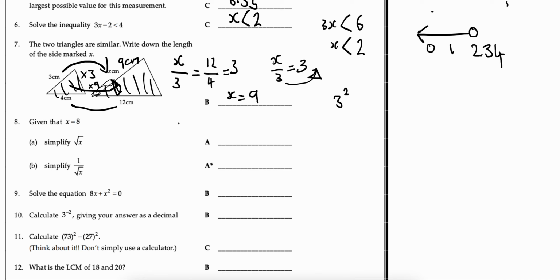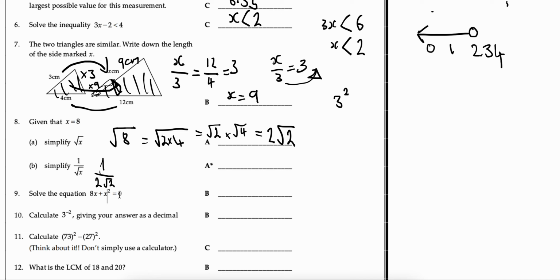Given that x equals 8, simplify root x. So root 8. So which square number goes into 8? So we know our square numbers, and we have 2 times 4. And we can split that into root 2 times root 4. And the square root of 4 is 2, so we can simply write that as 2 root 2. Now we have the negative, so that is the 1 over root 8. But root 8 we know is 2 root 2.